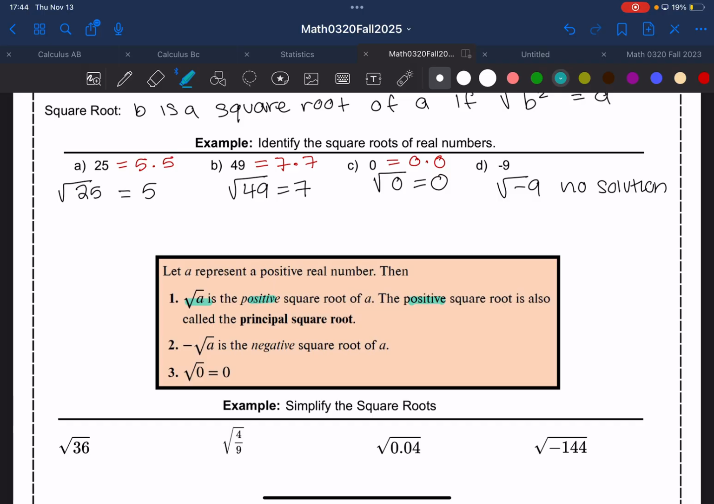Okay. The other ones are called negative square roots, and they're called negative square roots because there's a minus sign in the front. Okay, so that's completely different than example D, because example D had our minus sign inside of the square root. Okay, so if it's outside, then it's a negative square root. And then, of course, the square root of 0 equals 0.